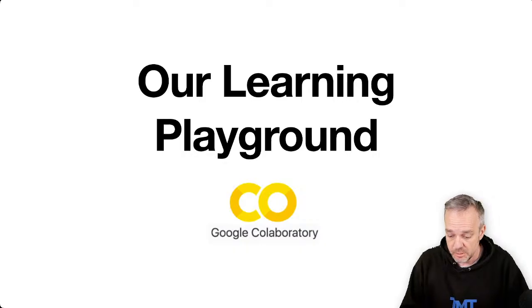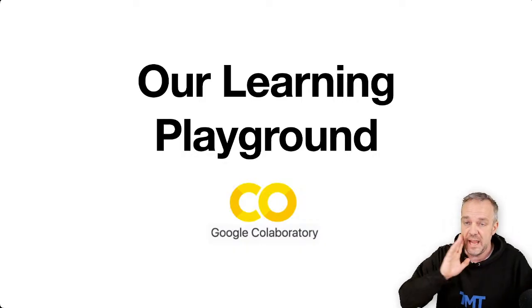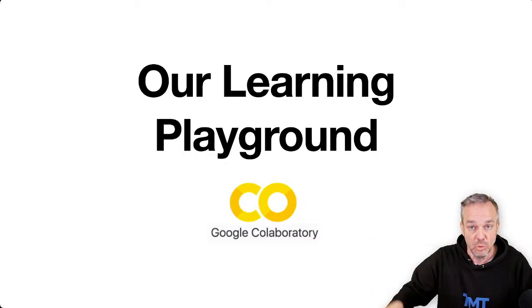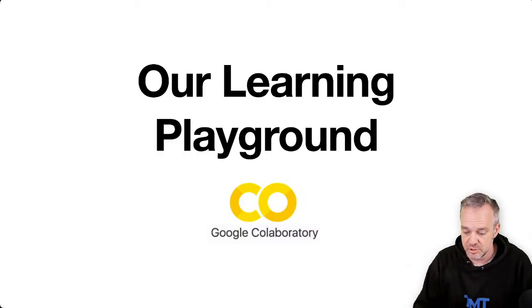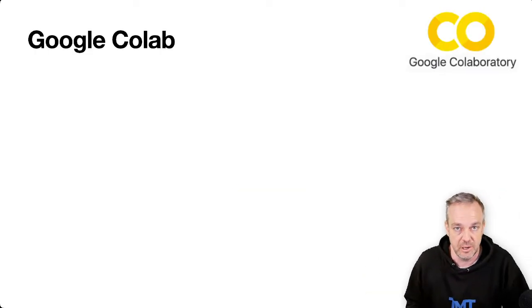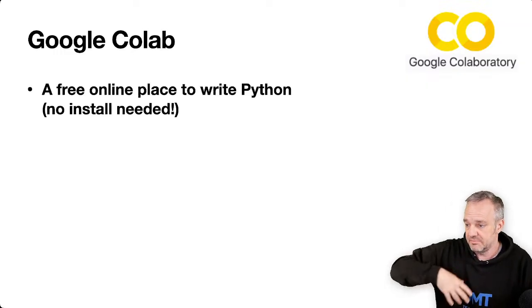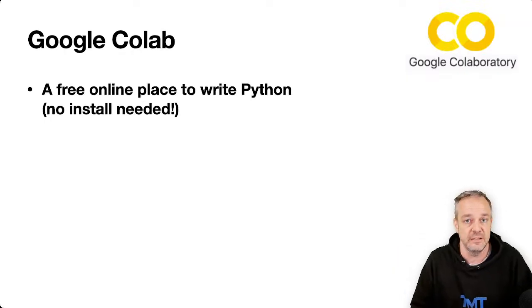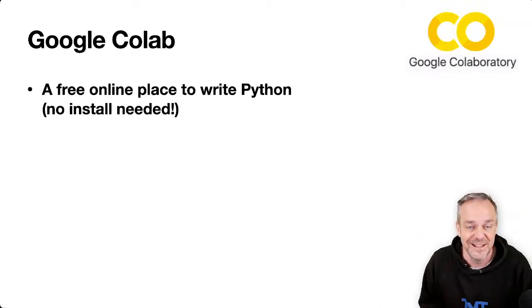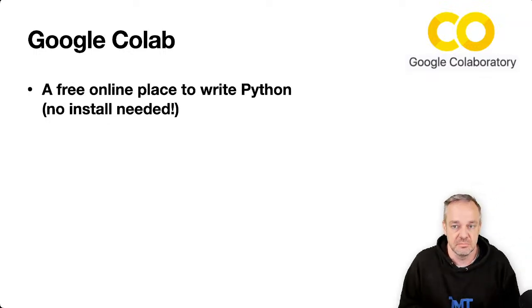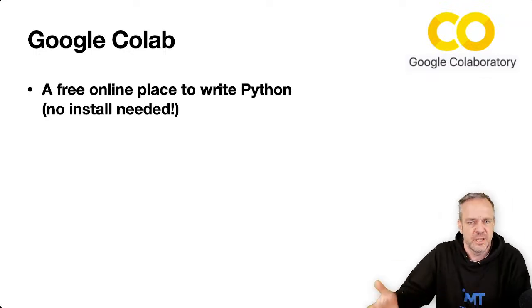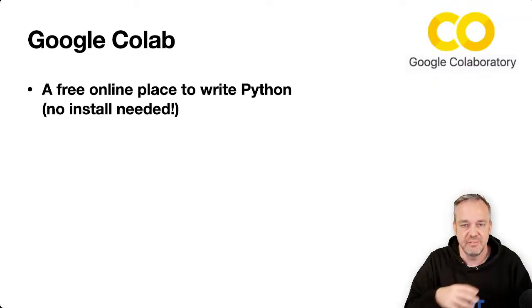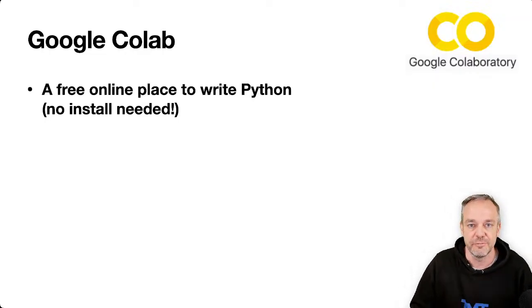Okay. Let me just get ready and tell you about what we will be using. We'll be using a cool free tool from Google. It's called Google Colaboratory. That's sort of our learning playground. It's a free online place to write Python in your browser, so you don't need to install anything. You could even do this on a tablet if you've got a keyboard attached to it, maybe. I mean, you can do it without the keyboard, but having a real keyboard is sort of preferred.